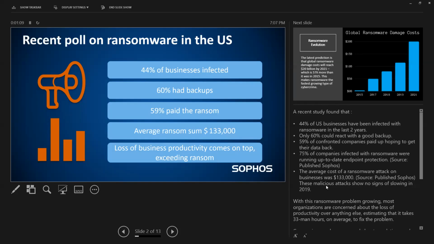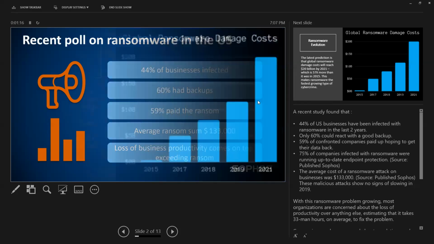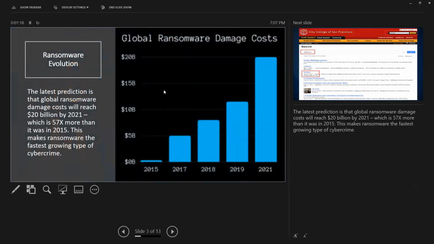The malicious attackers are not showing they're slowing down in 2019. The global damage cost started in 2015, 2017, and reached 5 billion. In 2018, it reached between 5 and 10 billion. In 2019, 15 billion. And the prediction is to reach 20 billion by 2021.